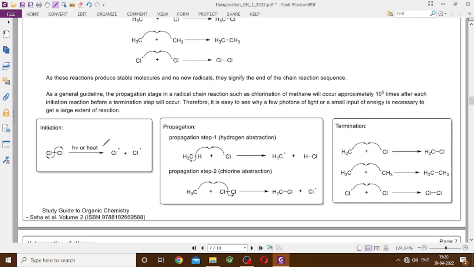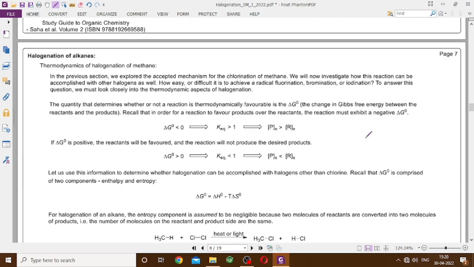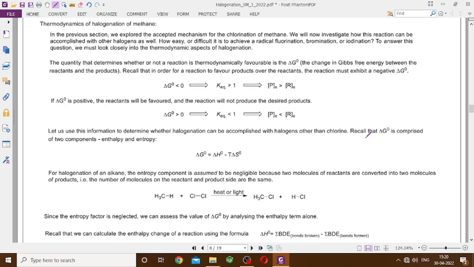So here we have three panels where I have summarized the initiation, propagation, and termination steps. Propagation has two steps. One is the hydrogen abstraction, the second one is the chlorine abstraction. Okay, let us move on to the thermodynamic analysis of this. Thermodynamic analysis involves analysis of the equilibrium constant, which is related to the free energy change. How difficult is the reaction, or in the equilibrium, is the halogenated product dominant or the alkane dominant? That will depend upon delta G0.